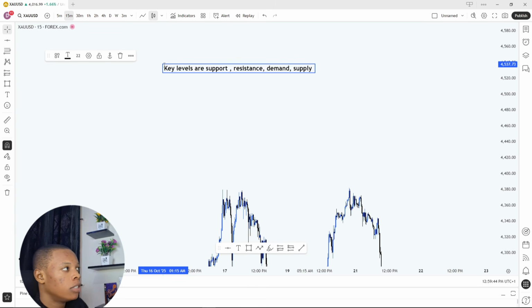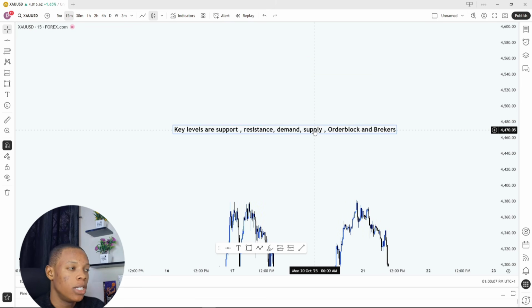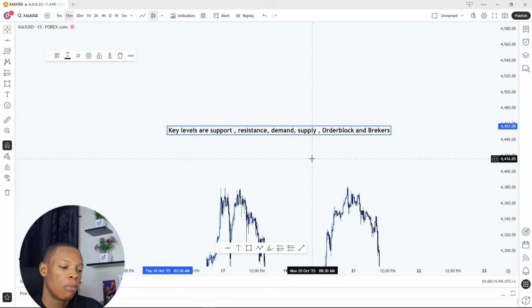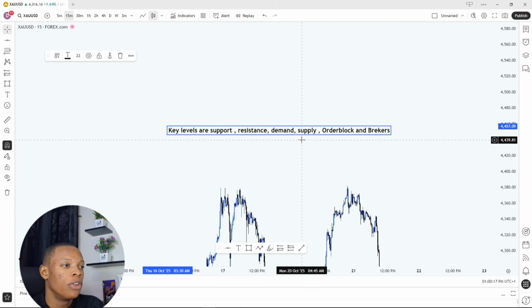Now, these key levels are support, resistance, demand, supply, order blocks. I believe you know what order blocks are. So they are order blocks, and sometimes they are even breaker blocks. Majorly, this is what these key levels are on a higher time frame. I'm going to show you everything. So key levels are all of these: your resistance, support, point of interest, breaker block, order blocks, supply.